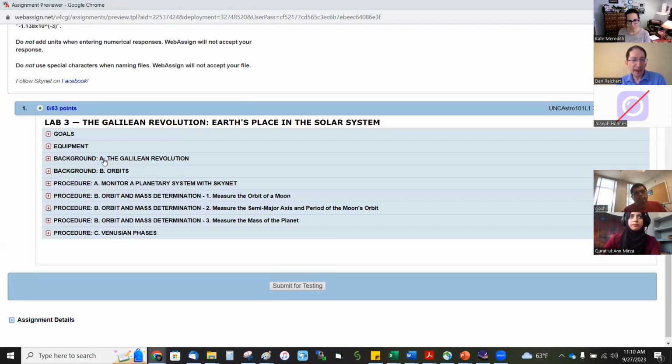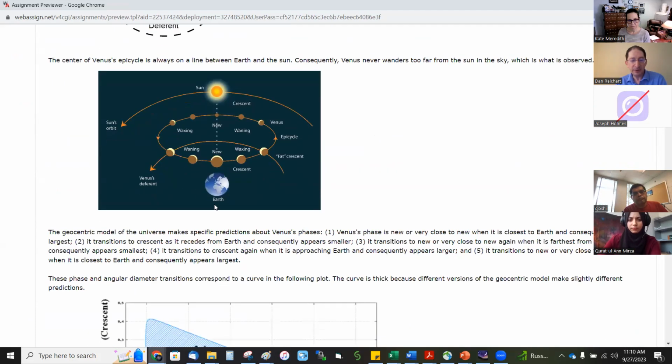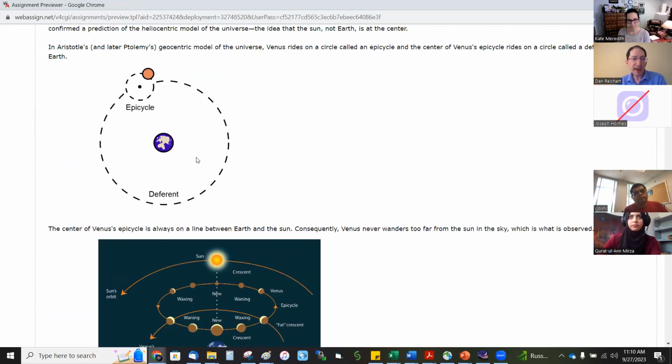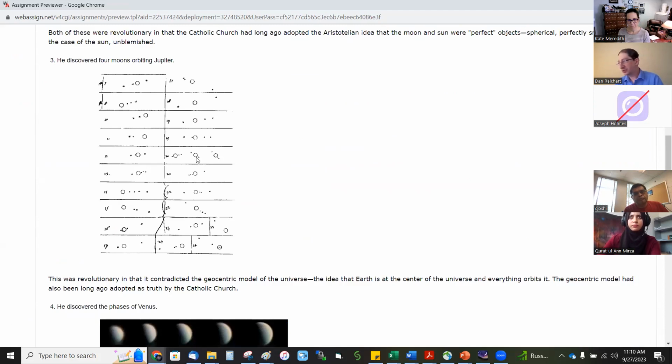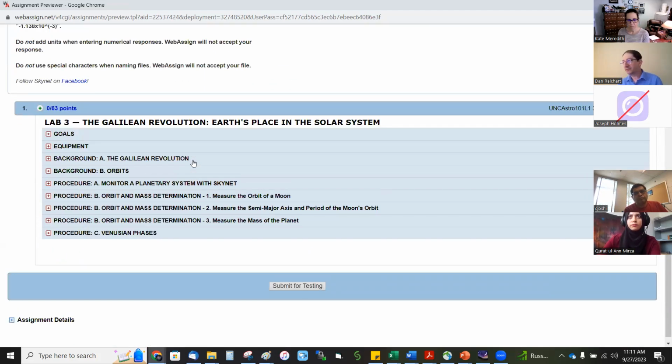So we did the first background section, the different parts of the Galilean revolution, ending up in Venusian phases. And then we showed how it's easy to measure. I showed you the graphing tool where through this, the students can learn we indeed live in a heliocentric universe. And this is part of the story of our place in space, the name of the course.